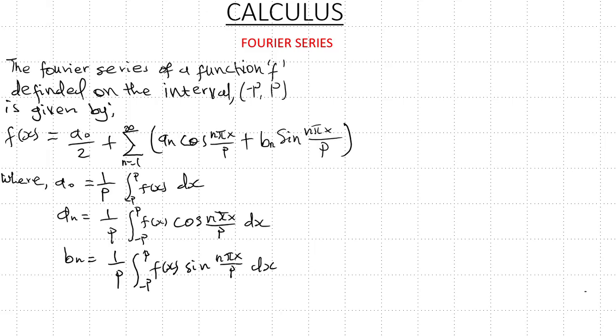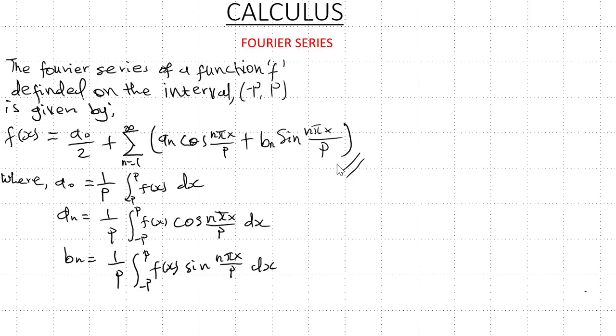Okay, so here is the definition. The Fourier series of a function f, defined on the interval negative p to p, is given by f of x equals a naught over 2 plus the sum of a subscript n cos(n pi x over p) plus b subscript n sine(n pi x over p). So this is the general formula for a Fourier series.